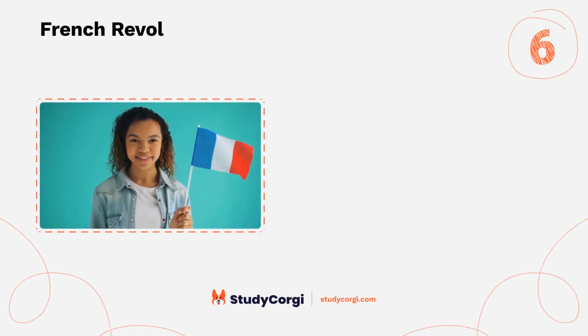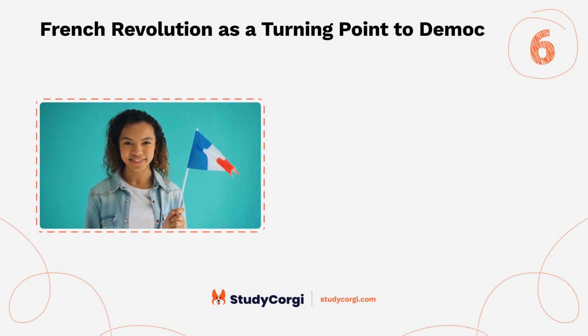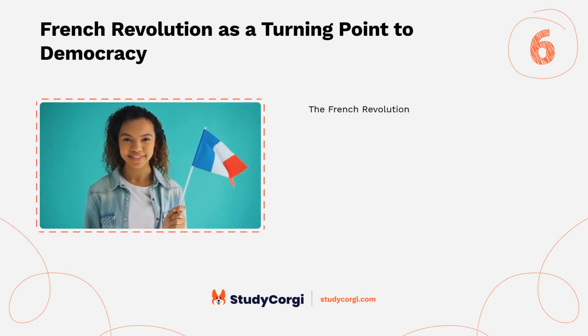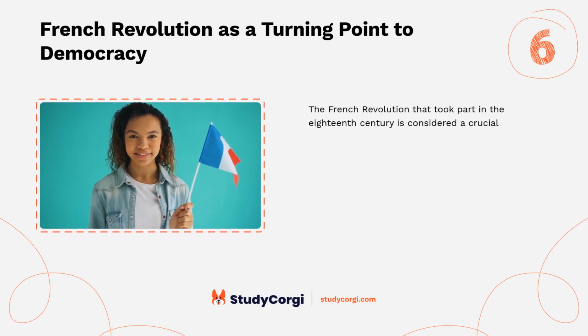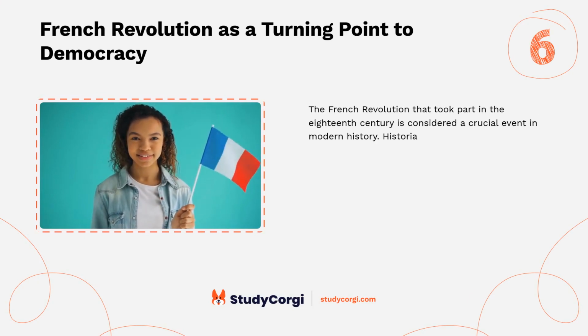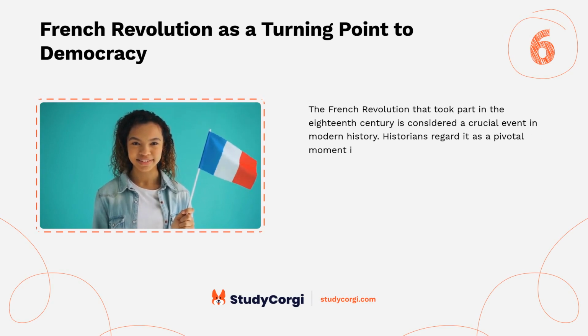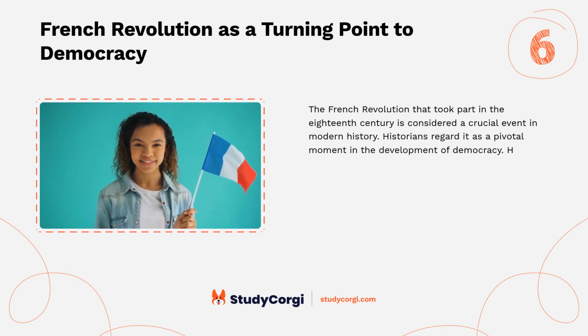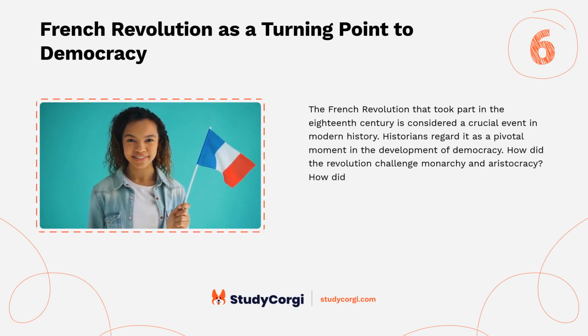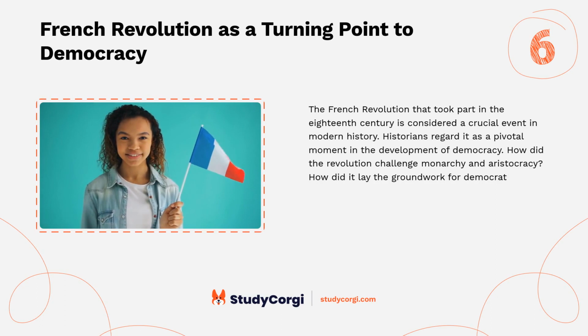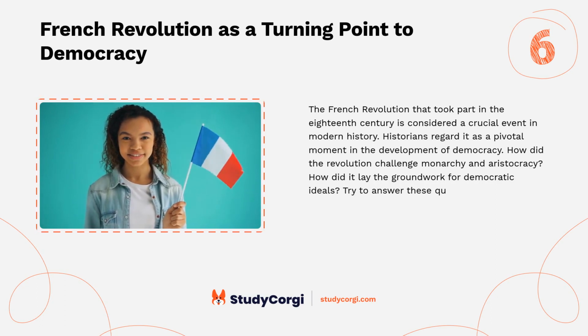French Revolution as a turning point to democracy. The French Revolution that took part in the 18th century is considered a crucial event in modern history. Historians regard it as a pivotal moment in the development of democracy. How did the revolution challenge monarchy and aristocracy? How did it lay the groundwork for democratic ideals? Try to answer these questions in your paper.